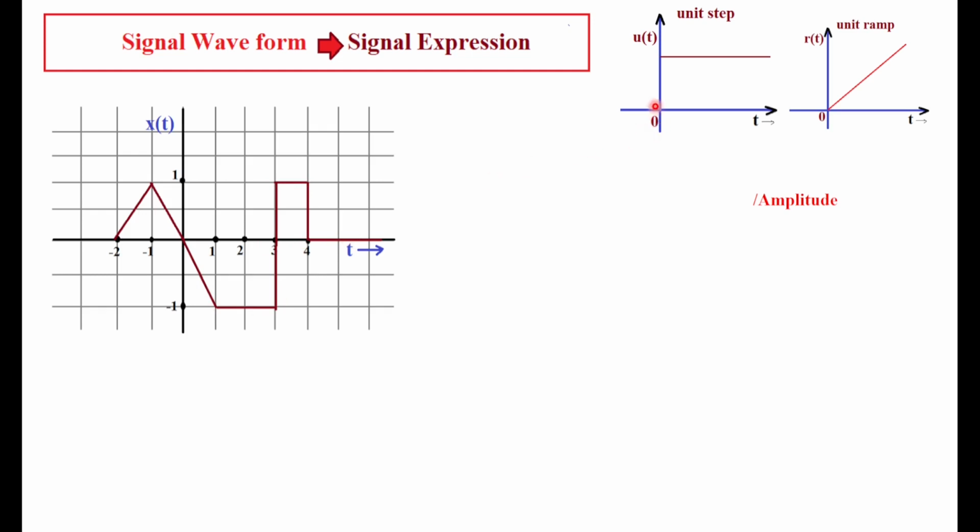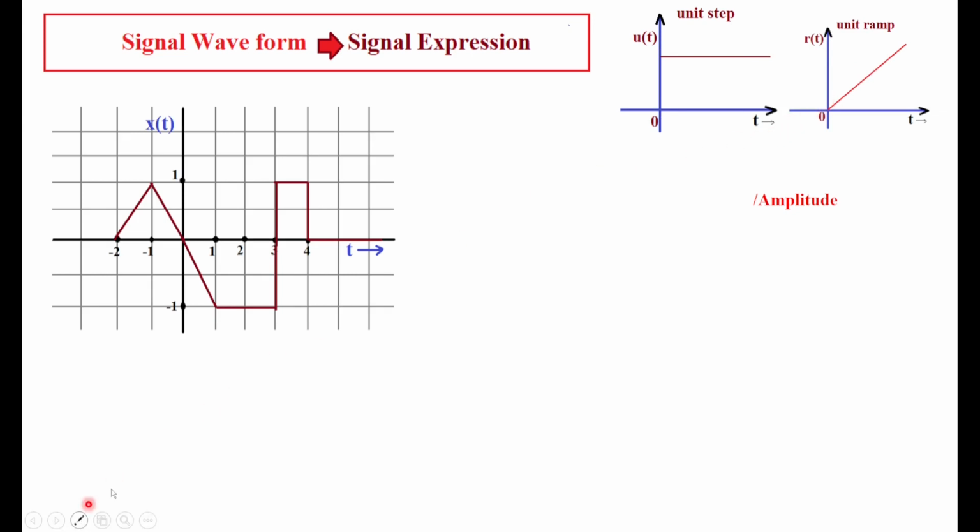What is unit step signal? Unit step signal is a signal in which the signal value changes from 0 to another value, or the signal value changes from one level to the next level. And next, the unit ramp signal, that looks like a ramp, that is known as the unit ramp signal.